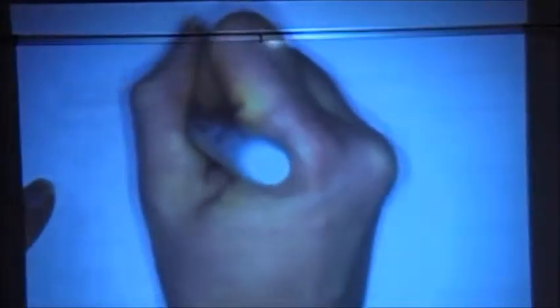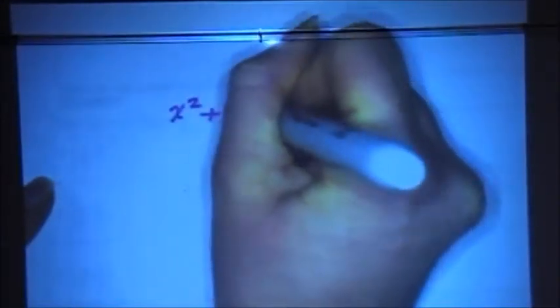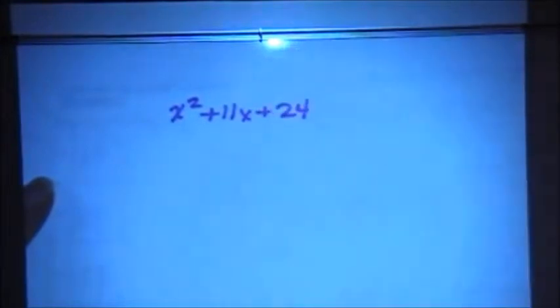This is just a short review of factoring. We're going to factor some trinomials, both with a lead coefficient and those without. And the ones without is just simple factoring. So let me do one example of that. For example, you'll have x squared plus 11x plus 24.